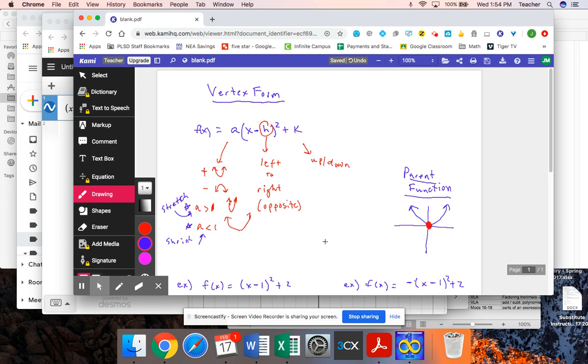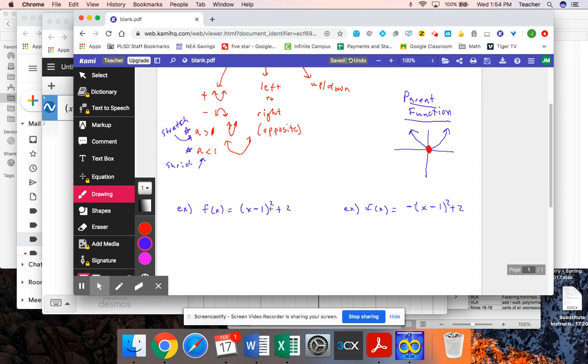All right, so if I were to look down here, my quick little example, if I start off with the parent function, this right here would tell me inside of here to move right 1, the vertex, right 1, and then up 2. This one would say start with the vertex and move right 1, move up 2, but then this thing right here, because it's negative, tells me to flip it, which means it's going to go downwards.